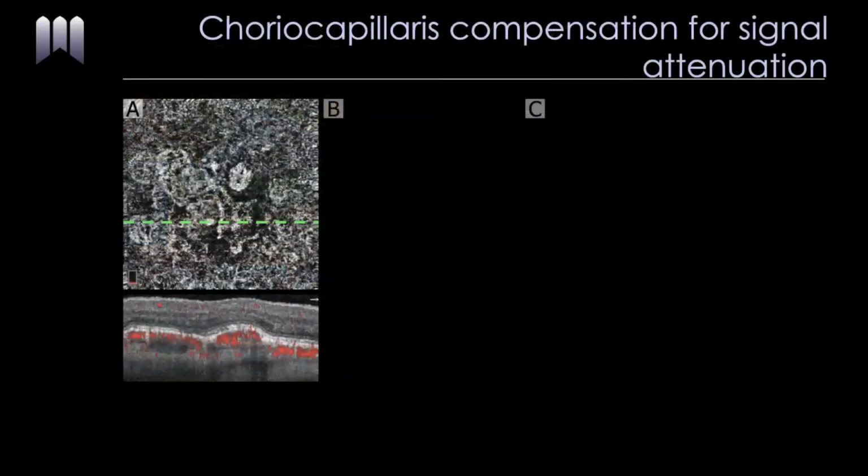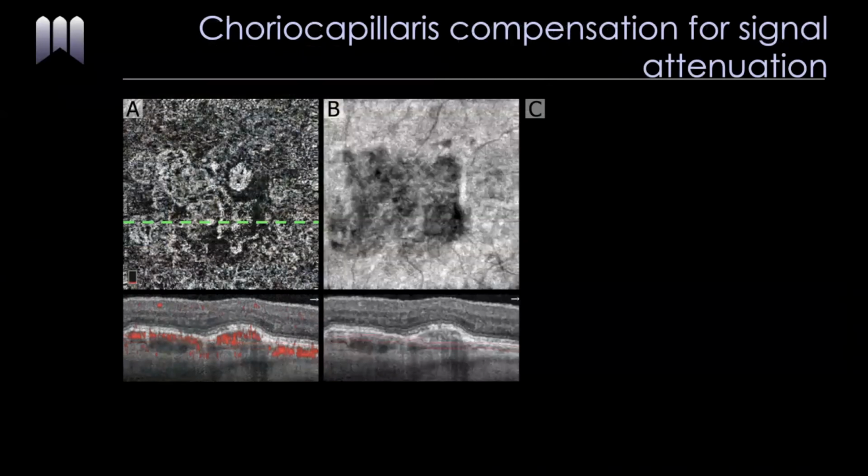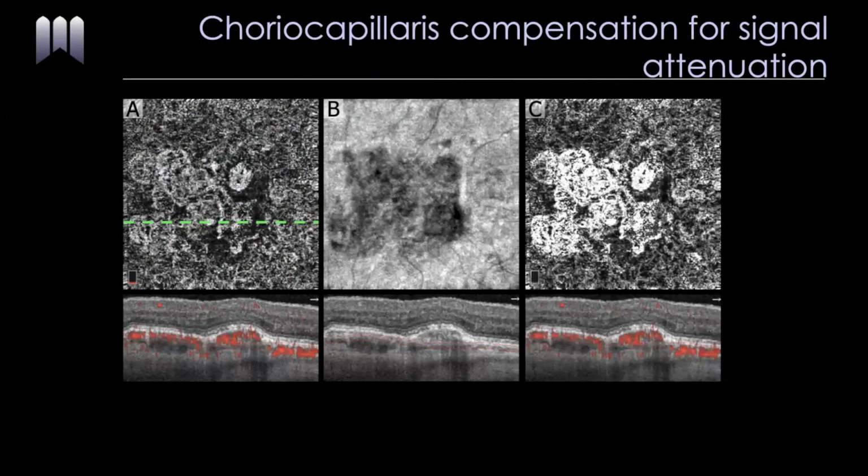To do that, we first needed to analyze the choriocapillaris objectively. And as you can see, there are a lot of artifacts in the choriocapillaris related to the CNV itself and to the RPE thickening. So we had to compensate for these artifacts. This is a technique proposed by Wang and Rosenfeld. You take the structural OCT and you reverse it, multiply it by the OCT angiography, and that compensates for the signal attenuation.